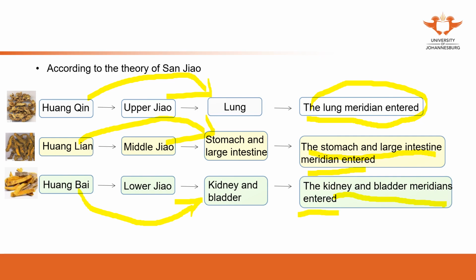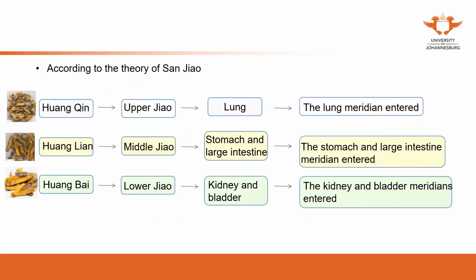When you see it this way, although these three herbs are bitter and cold, so they can be used in damp heat, a patient suffering from coughing, a patient suffering from diarrhea with heavy sensation in the anus, or a patient suffering from excess perfumes, yellowish leukorrhea, we're going to use different herbs because they go to different meridians, they go to different jaos.